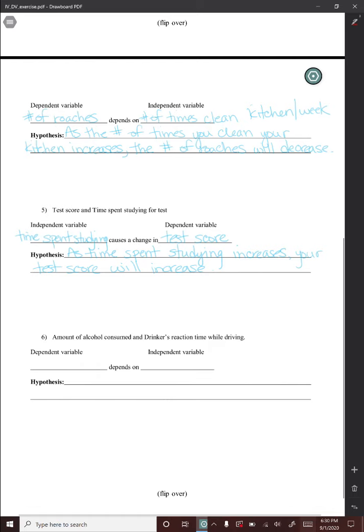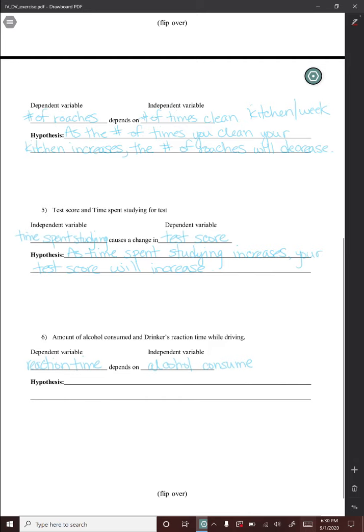All right, the last one, amount of alcohol consumed and the drinker's reaction time while driving. Okay, so the dependent variable is reaction time. What happens to your reaction time? And the independent variable is alcohol consumed. And you expect that the more alcohol you have, the worse off you will be behind the wheel of a car, right?